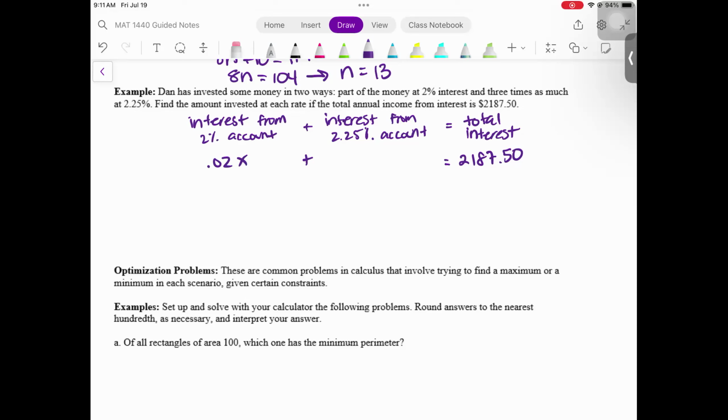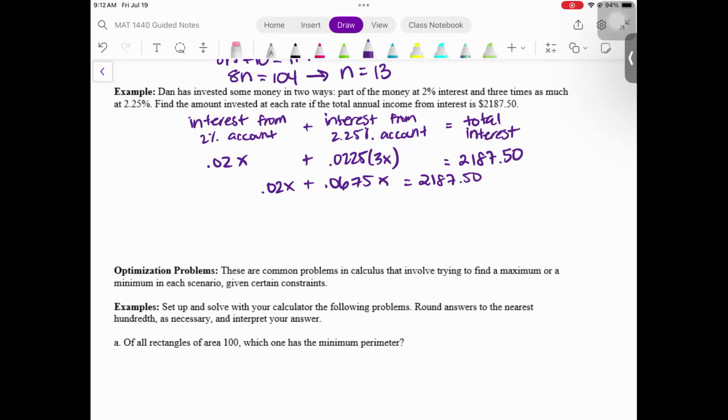I don't know how much is being invested in the 2.25%, but I know it's 3 times the amount that I've invested in the 2% account. So this is going to be 3x, and that rate is 0.0225. We're going to simplify 0.02x plus 0.0225 times 3x, which is 0.0675x, equals 2,187.50.